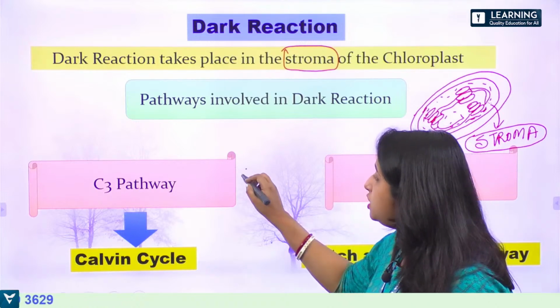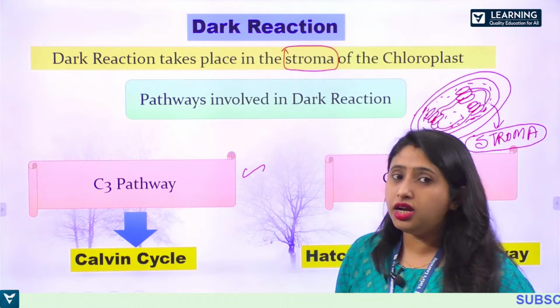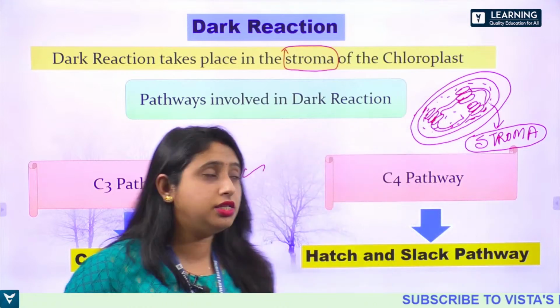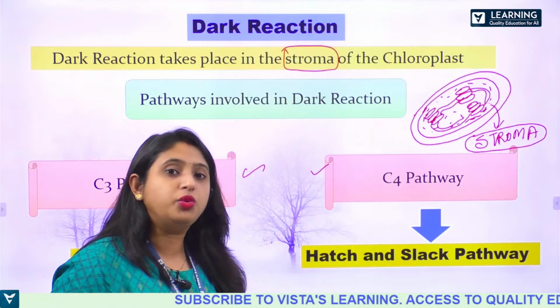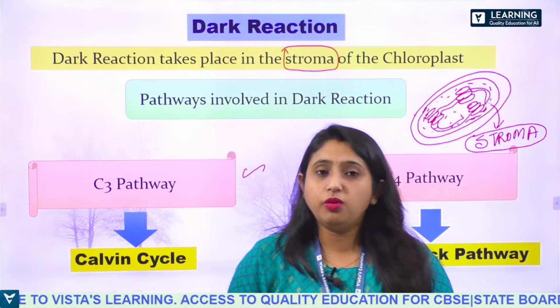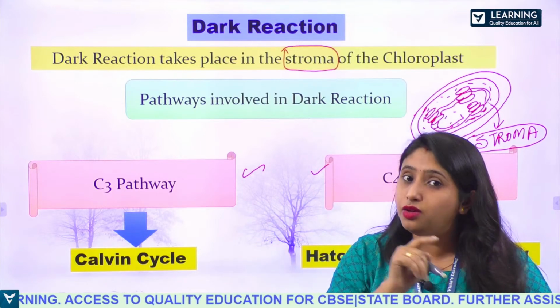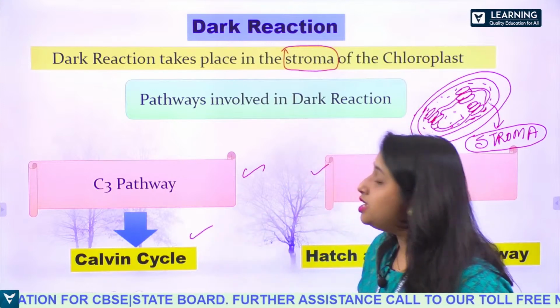One is the C3 pathway, and another is the C4 pathway. These are the two important pathways by which the plant prepares its own food. The plant prepares its own food in the leaves. So yes, that is the C3 pathway.